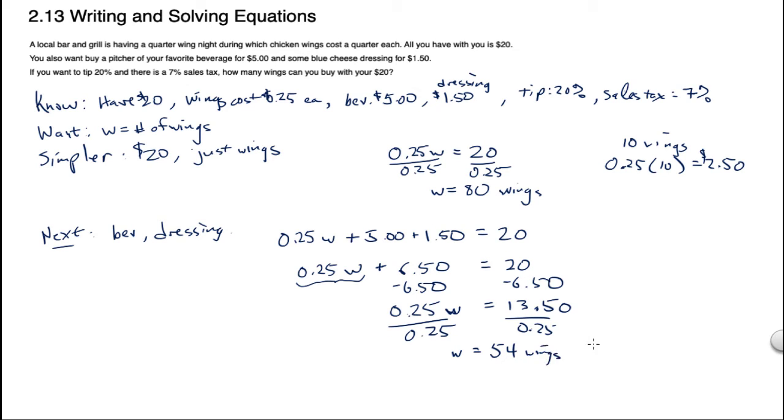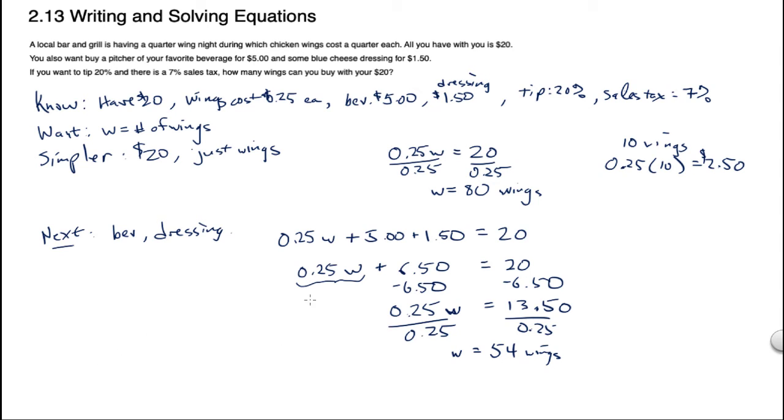All right, so there we go. Okay, so really the same problem. It's just we effectively had $6.50 less than what we had before, and then it ends up being the same process. You take off that amount for the beverage and the dressing, and then you divide by your quarter as before, and you have obviously fewer wings you're able to buy.